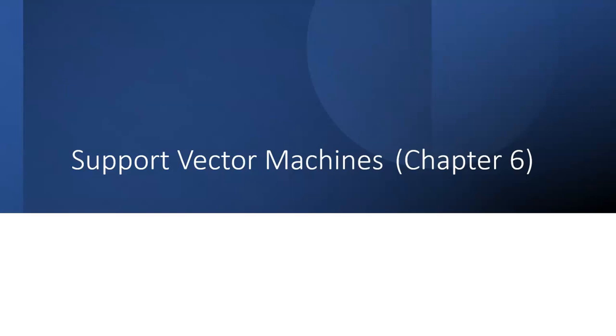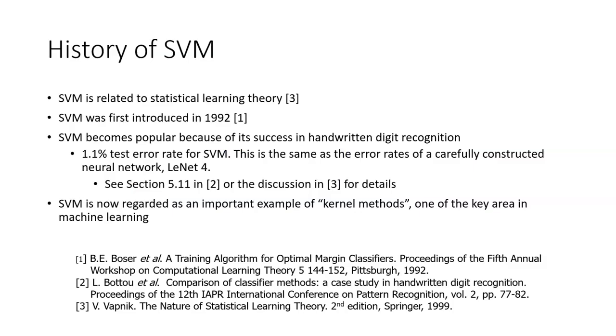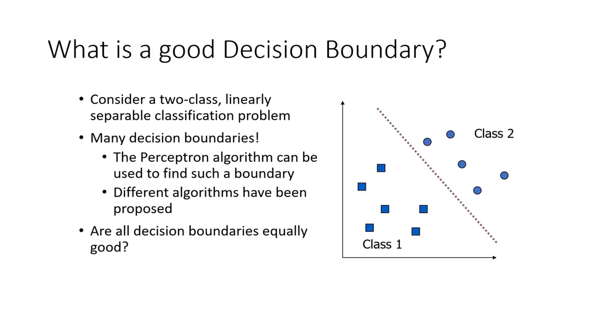So this is a support vector machine. It is more related to statistical learning theory. It was first introduced in 1992, so it's quite an old subject, but people are still using it. SVM became popular because of its success in handwritten digit recognition as well. It achieved a 1.1% test error rate, which is the same as the error rate for a carefully constructed ANN, artificial neural network, or LeNet4. SVM is regarded as a very important example of kernel methods, one of the key areas in machine learning. And these are some references for you to study.